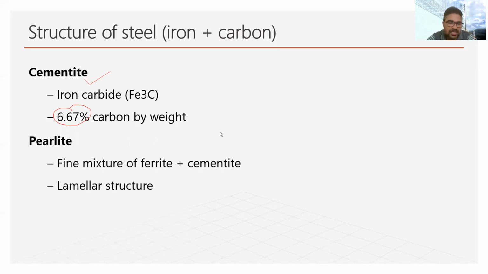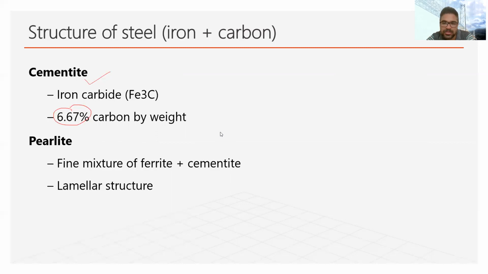Then there is another term which is being used in the steel called pearlite. So this pearlite is basically a fine mixture of ferrite and cementite. You understand? Pearlite is basically a mixture of cementite and ferrite, and it has a lamellar structure. Now, what is meant by lamellar form? Here, this form means it is composed of fine alternating layers.